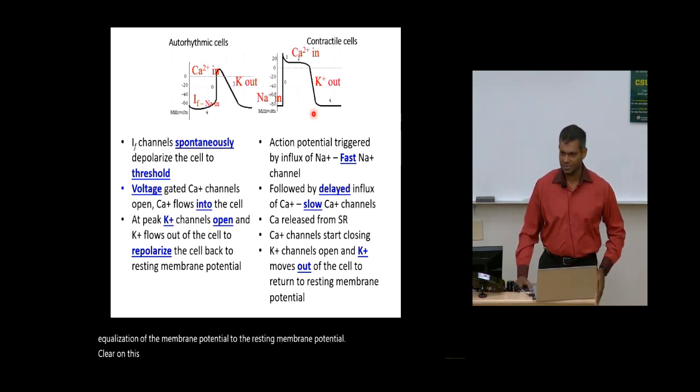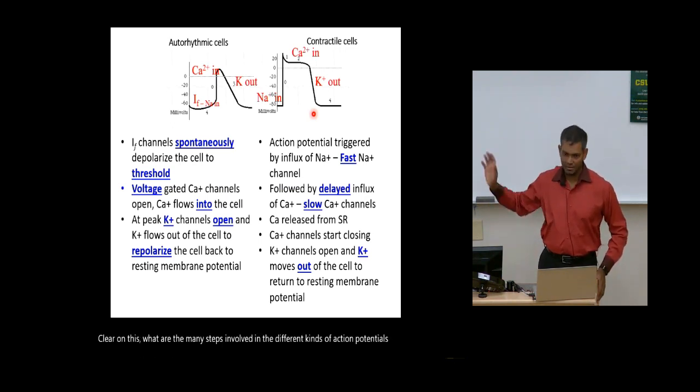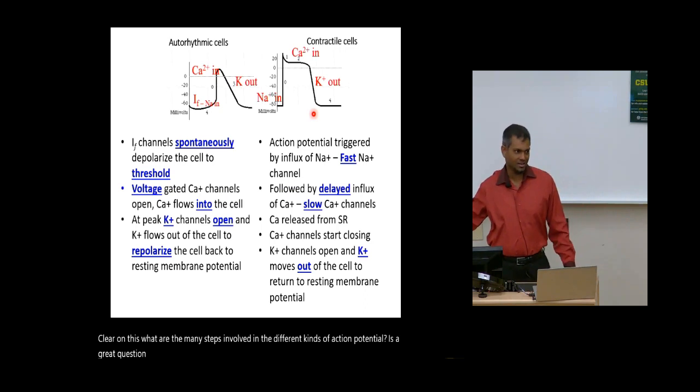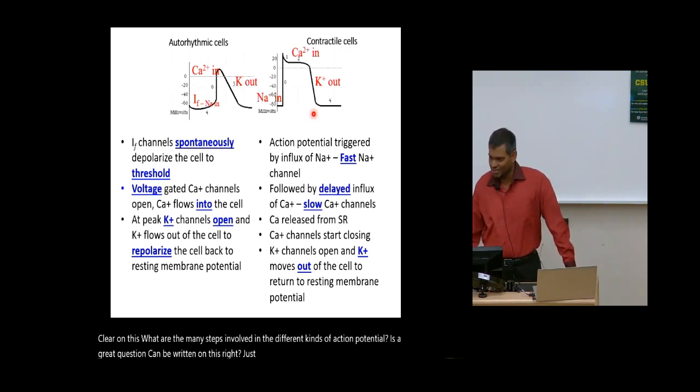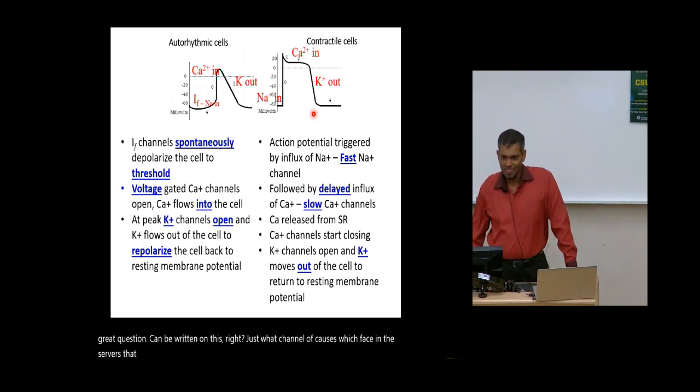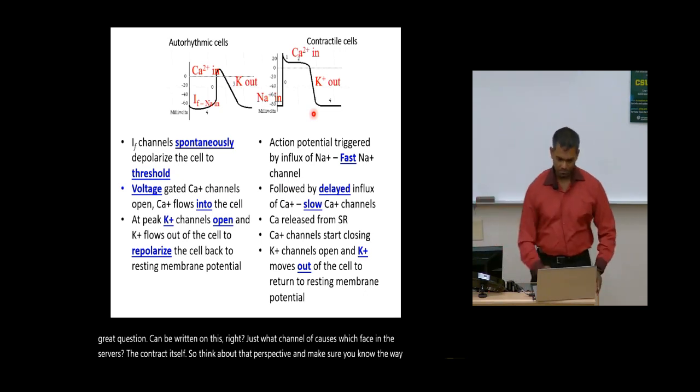What are the various steps involved in the different kinds of action potential? Here's a great question that can be written on this, right? Just what channel causes which phase in the autorhythmic cell versus the contractile cell. So think about that perspective and make sure you know the various steps.